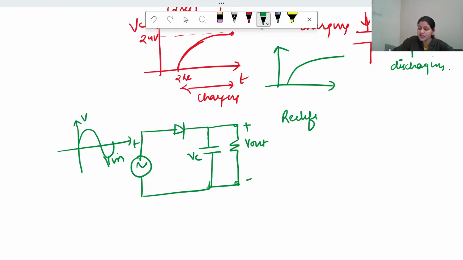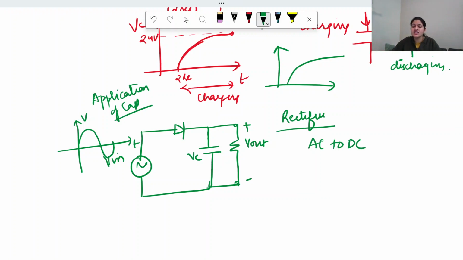Rectifier is an application of capacitor, right? A rectifier is something which converts AC supply into DC power. Let's say that this is a rectifier or a charger. All the chargers, mobile chargers, laptop battery chargers, all of these have a rectifier in them. So it is taking AC input supply from the plug, from the main supply which we get in our houses, and after this we need to connect a battery.